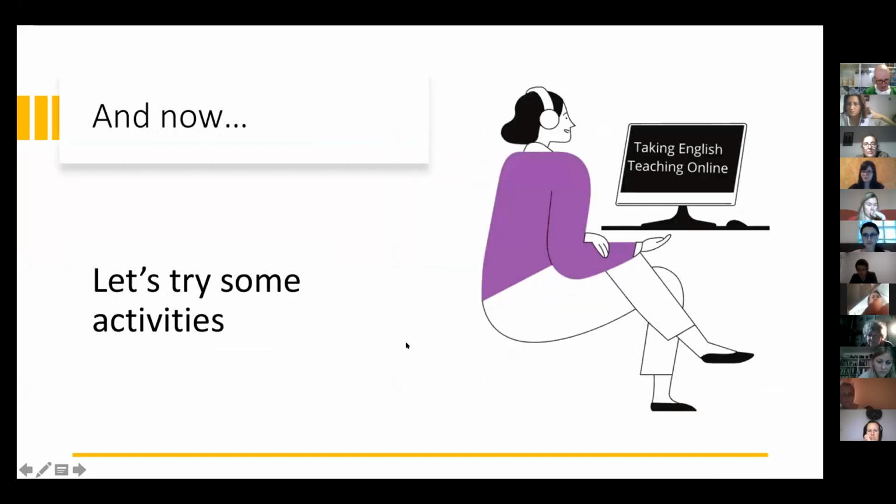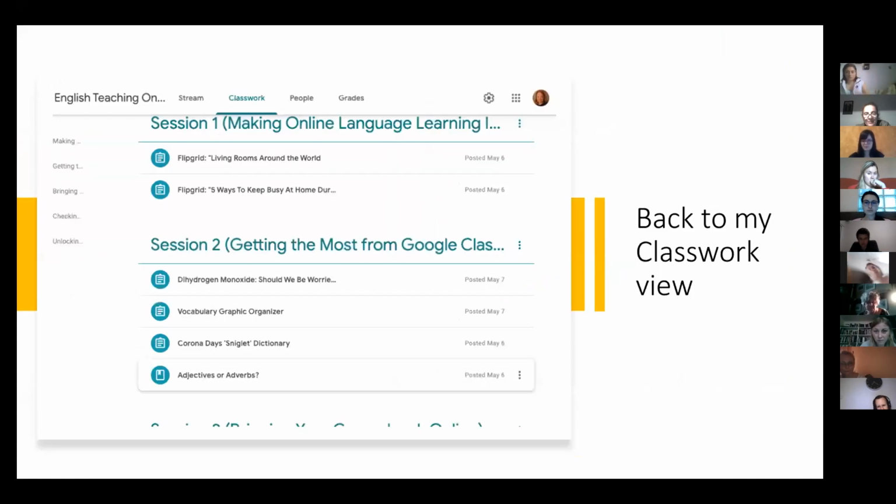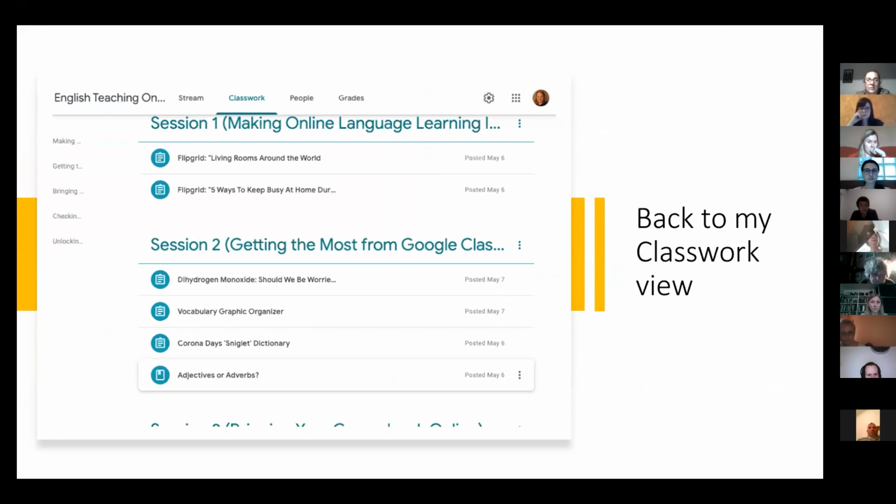So now we're going to try some activities. We're going to do 4 altogether, and it's time for you to participate. Let's start. So the first activity that we're going to do is designed for young learners, but just to give you a little overview of the Google Classroom interface, when I want to give students an assignment or look at the assignment, I just go back to my classwork section and I find the session that I'm on. So today we're on session 2, and I'm going to click on the activity that I've uploaded there.